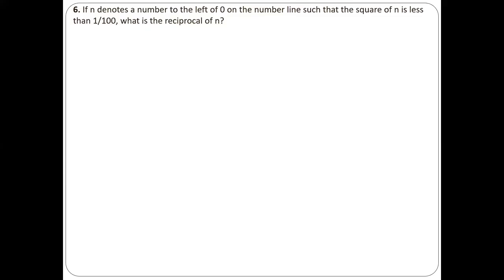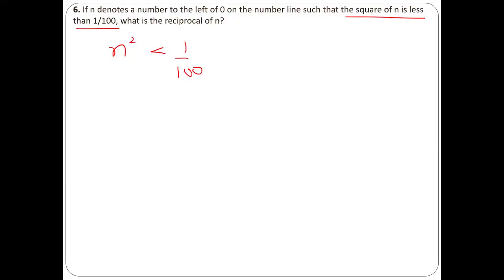So first of all, tell me, is n positive or negative? Negative, because it says to the left of zero, right? So which is clearly negative. So that was one concept that we discussed. It will utilize a lot of concepts. Now, what's the inequality that I should form, by the way? n square less than 1 by 100. Very nice.